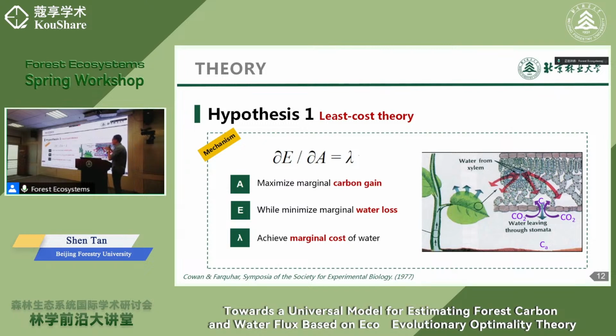They don't want to lose more water than expected, because most plants are suffering from water stress. So we can come up with this equation, that the plants tend to achieve the marginal water cost. And then we can translate all these sentences into this equation. This is the first hypothesis, the least cost theory, because the plant wants the least cost of water. And this process is achieved by the leaf stomata behavior, and the leaf can acclimate to the meteorological conditions by itself to achieve this optimality criterion.